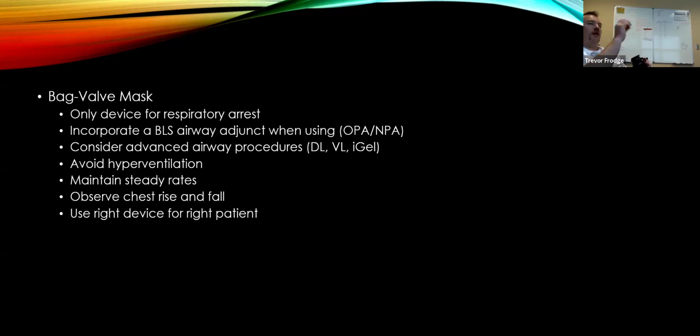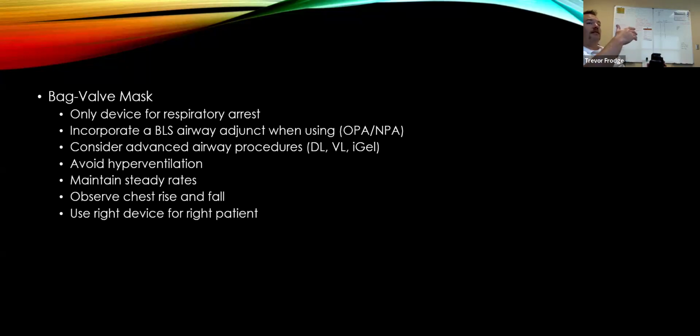So just make sure that we're avoiding hyperventilation and giving them nice, good breaths to get good chest rise and fall. Maintain steady rates. So I don't want to give 3 big breaths and then stop breathing for 30 seconds and 2 more breaths. I want a nice, steady rate, 1 breath every 5 to 6 seconds. Looking for that chest rise and fall. And make sure we're using the right BVM.